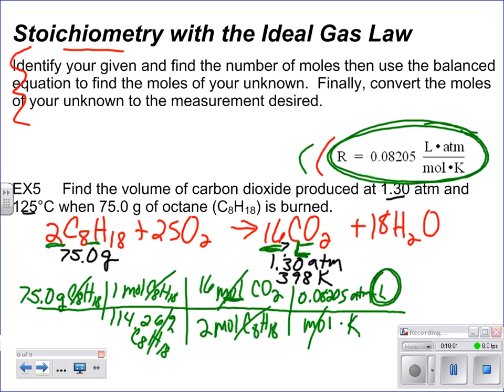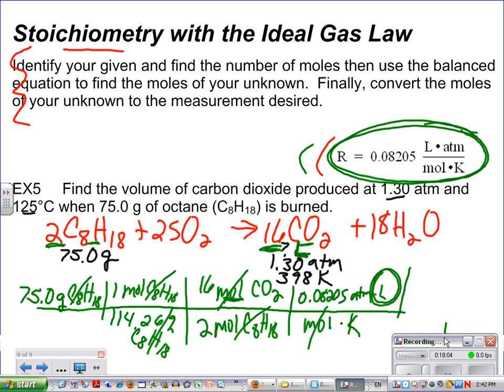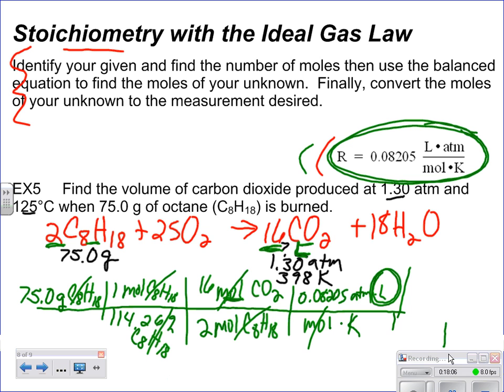Okay, so now that we've got it at this point, we just want to make the other guys cancel. So we've got atmospheres and Kelvin still left. We can get rid of our atmospheres by putting that down below, and get rid of our Kelvin by putting that on the top. 125 degrees Celsius becomes 398 Kelvin. We already made that conversion.